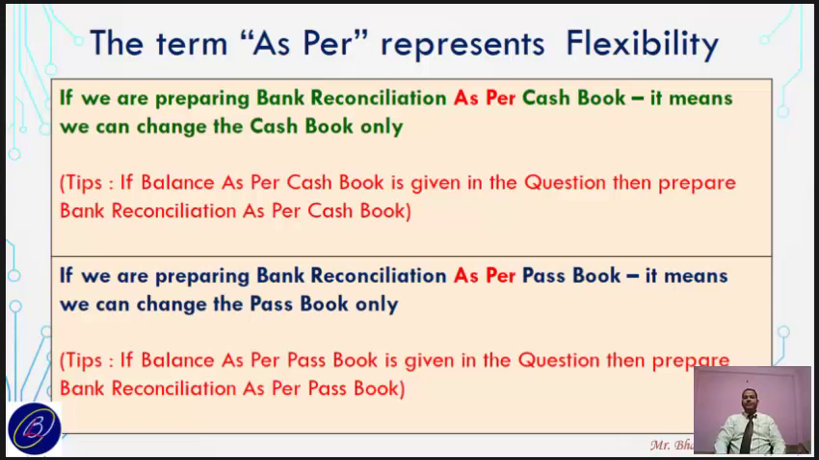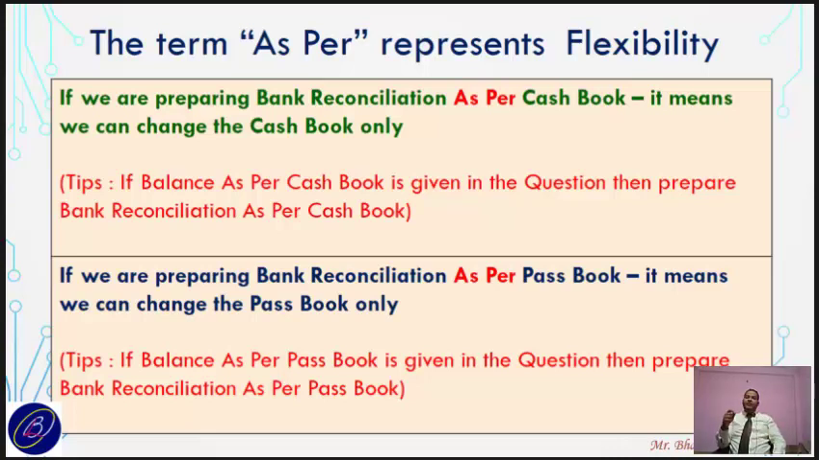And one more thing, if you are preparing bank reconciliation statement as per cash book, it means you can change the cash book only to make it equal. Fine. Say for example, this is cash book and this is passbook. If you are preparing bank reconciliation statement as per cash book, you can only change the cash book balance. Okay, this will remain fixed. This will remain static. Clear?